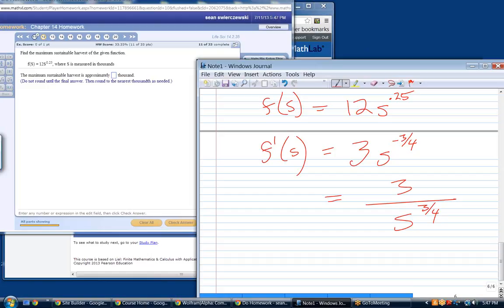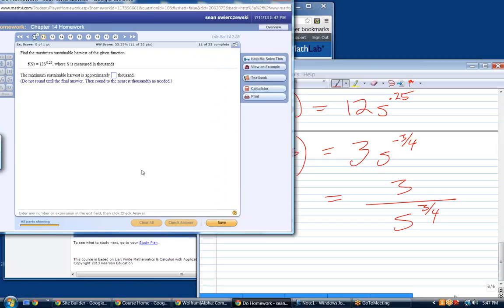I'm lost. Yeah, me too. Should we do the help me solve it? Because I'm missing something here. I got a feeling we got to come up with a different function. I'm just not sure how we're going to do it. 12 times s, they don't tell us what s is. Is s the maximum sustainable harvest? It must be, yeah. No, because that would make it a billion, right?